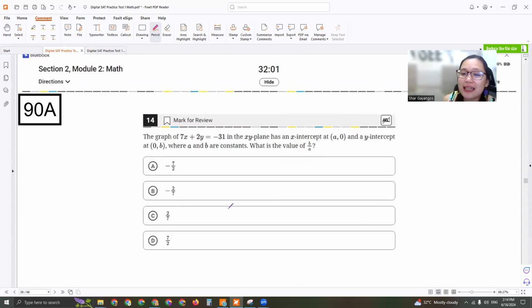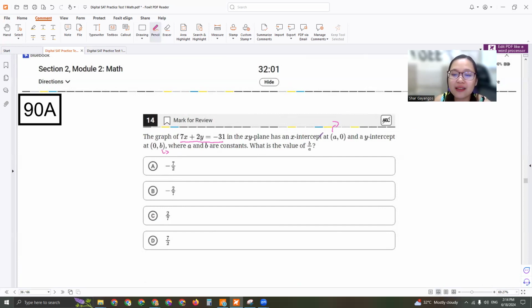Okay, so as you can see, as we progress throughout the module, it becomes more challenging. And then the next module should actually be more difficult. Okay, so we have a graph of 7x plus 2y is equal to negative 31, and then we have an x-intercept here at A and a y-intercept at B. This is interesting because with decimals, this is going to be easy. If you have a graphing calculator, it might come in handy in finding A and B, but I'll show you first the algebraic approach only because I want you to understand the concept, right?